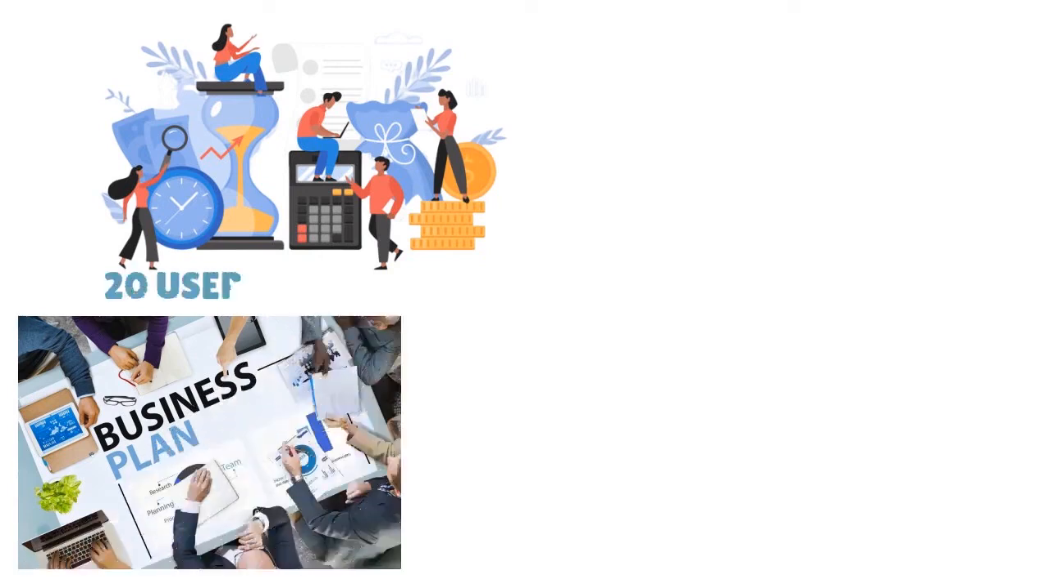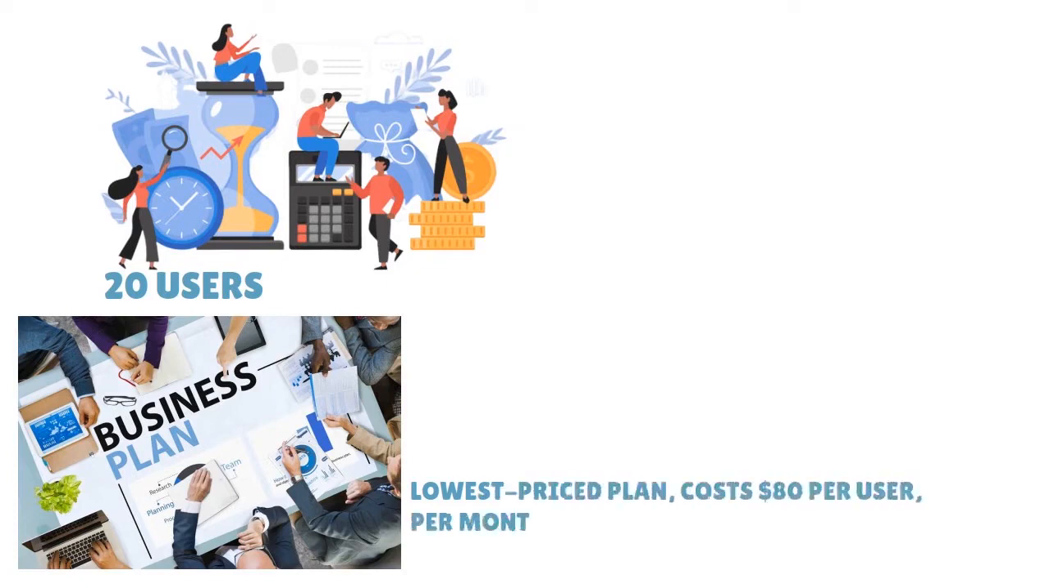Think about it, 20 users. So in terms of pricing, you have Core, the lowest price plan, which costs about $80 per user per month. And Plus is $90 per user per month, both billed annually.